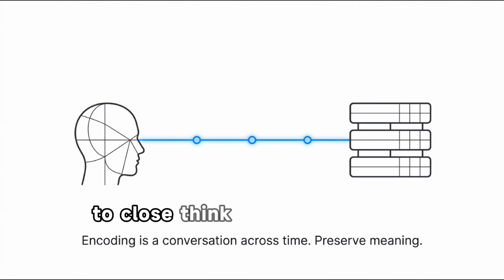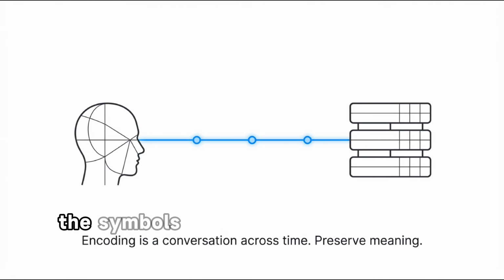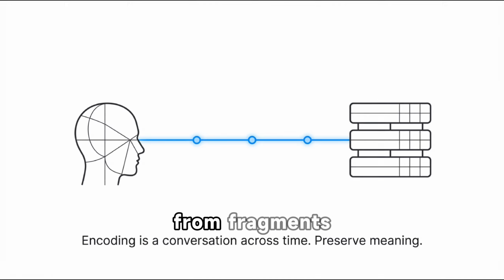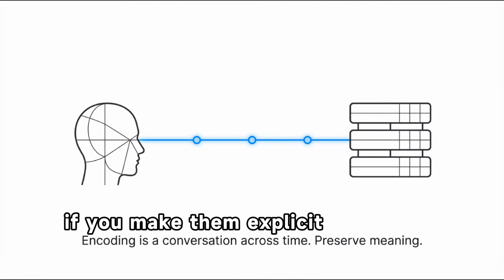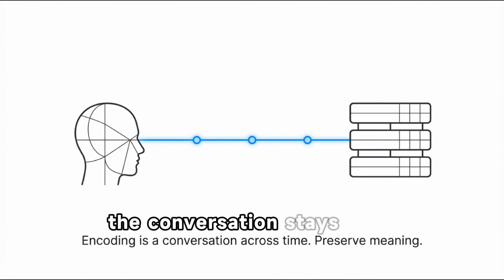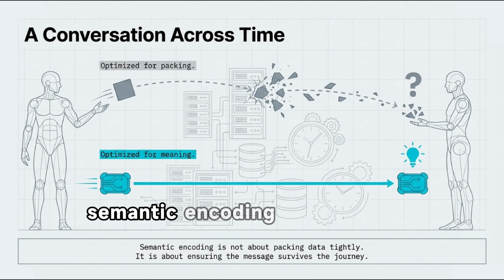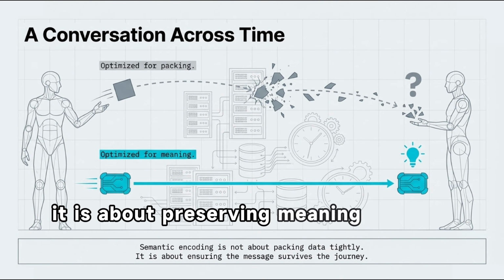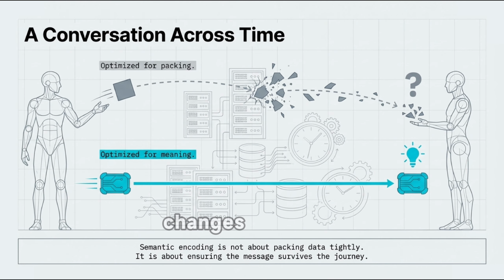To close, think of encoding as a conversation between people and systems. The symbols you choose are messages. If you make them opaque, future readers must reconstruct your intent from fragments. If you make them explicit, with labels, provenance, and versioning, the conversation stays clear. Semantic encoding is less about packing data tightly. It is about preserving meaning, even as data moves, changes, and ages.